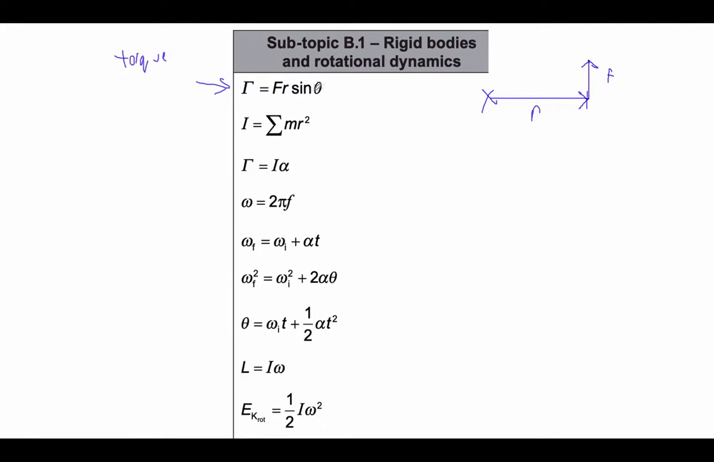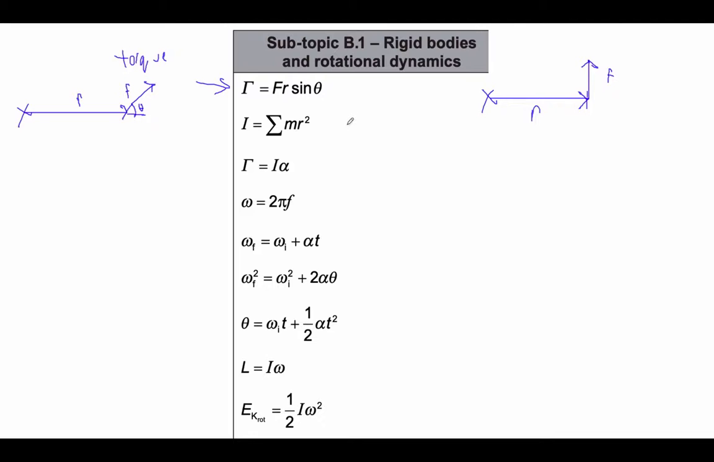If the angle is not exactly 90 degrees, sine of 90 would be 1, right? If it's a situation like this where we're rotating from there, and then we've got something like that, it would be this angle right there. So always place them tail to tail and find the angle between them, between R and F. So be careful there, right?